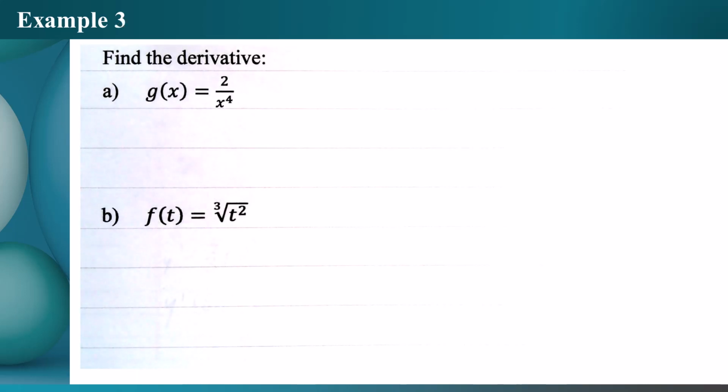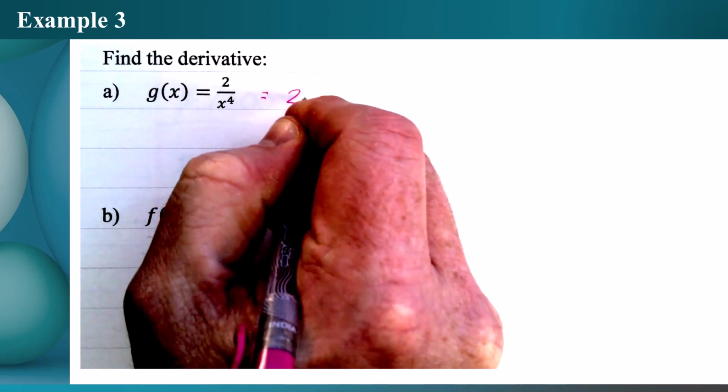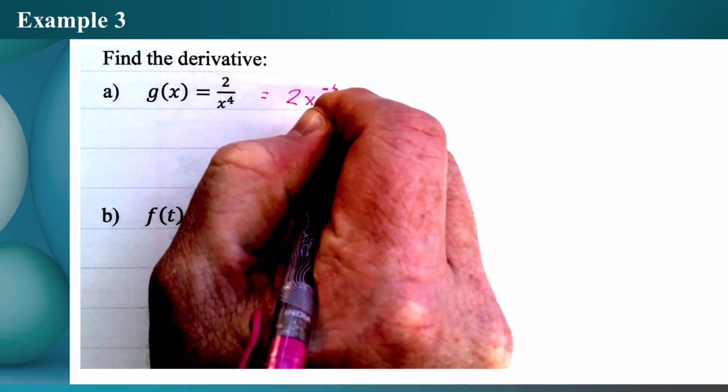In this example, we want to find the derivative of g of x equals 2 over x to the fourth. Well, now we see here that we have 2 over x to the fourth. We're going to have to use a little bit of algebra here to rewrite this function. I know that when I have 2 over x to the fourth, this is the same thing as 2 times x to the negative fourth.